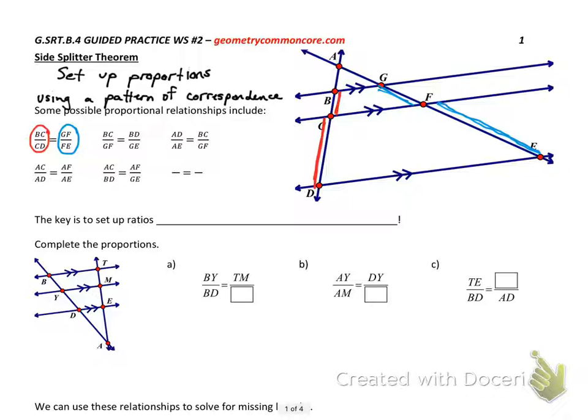So let's look at another one, and I'm going to erase this. Now we've got AC over AD equals AF over AE. We're looking at all these because there are different ways we could set up this correspondence. Notice that we're using some overlapping segments right here, but that's okay. We can do that. So AC over AD is going to equal AF over AE. Here's AF, again, that corresponds, and AE.